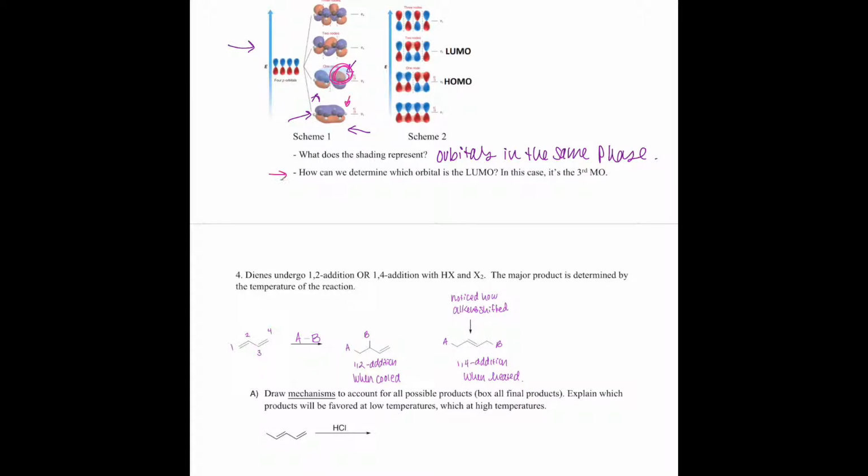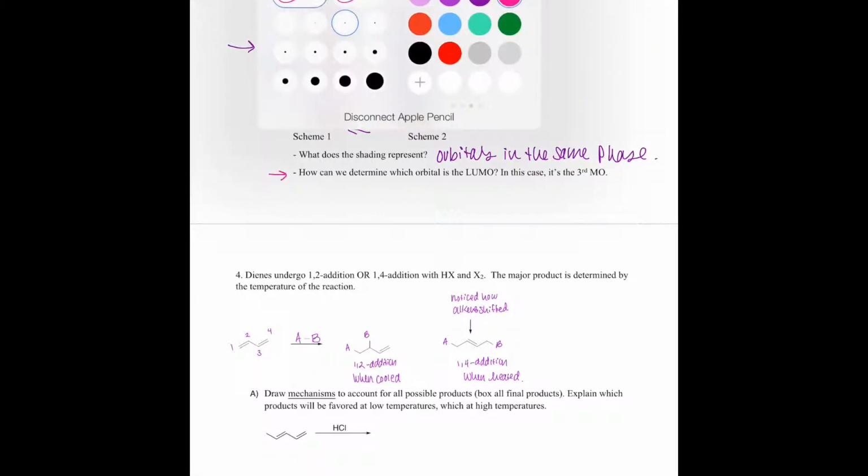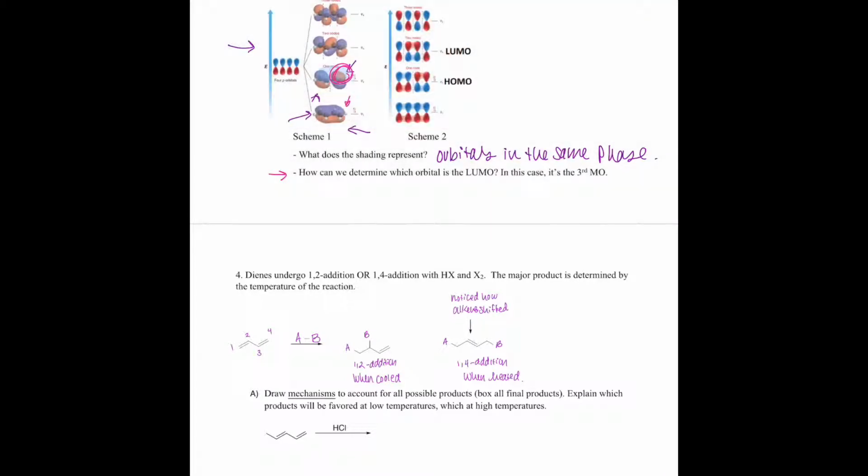So looking at this question right here, how can we determine which orbital is LUMO? So we have to understand what LUMO stands for. LUMO stands for lowest unoccupied molecular orbital. So looking at this one, in this case, it's the third molecular orbital. So here's 1, here's 2, and here's 3. So already here you can see that it's labeled as LUMO for you.